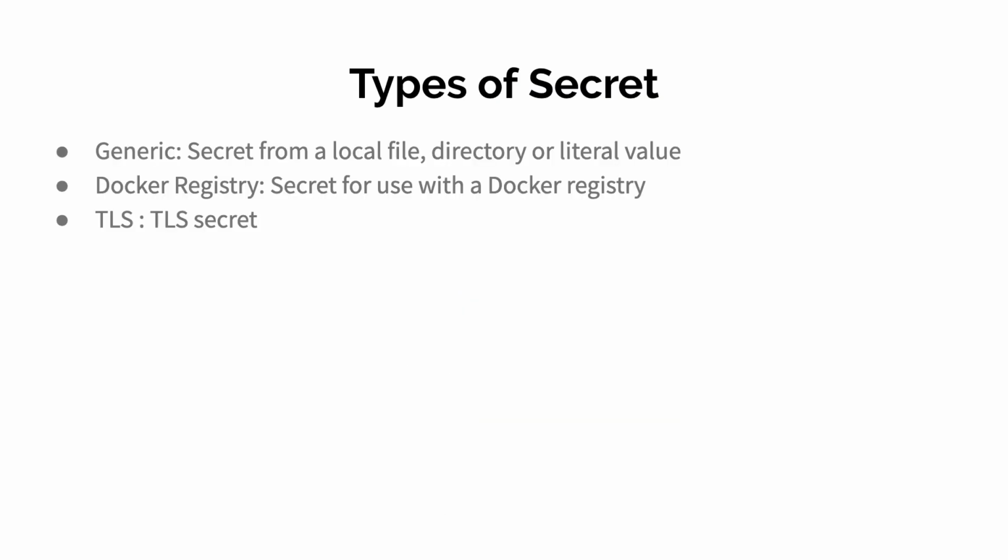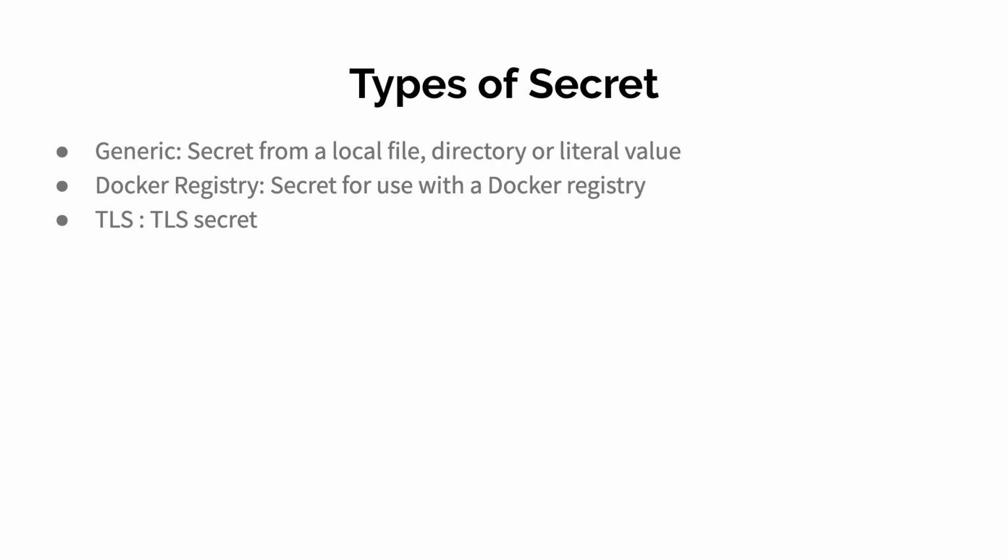Now there are three types of secret. Generic secrets are used to create a secret out of local files, or a directory with multiple files, or a literal value like environment variables if you want to set a key value pair.